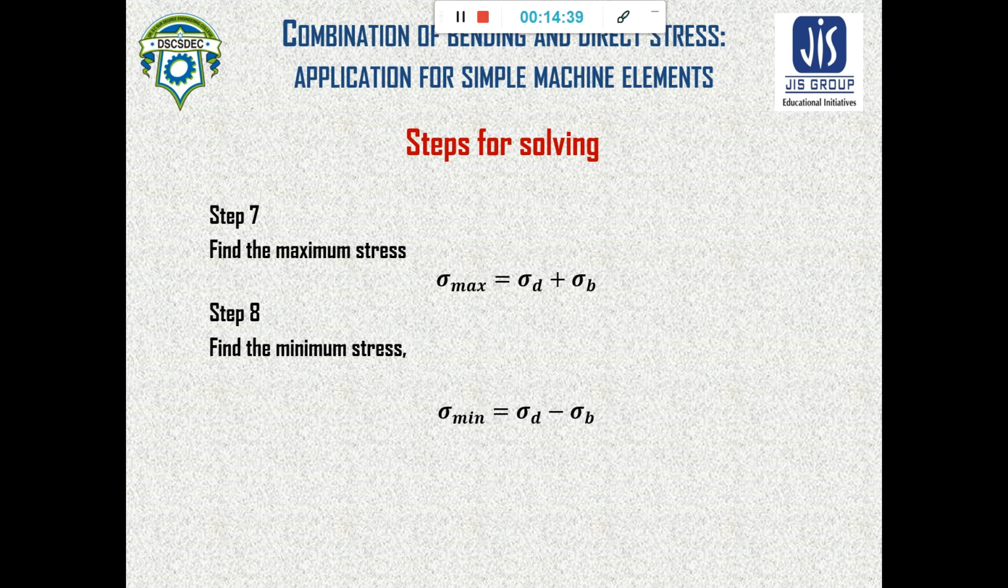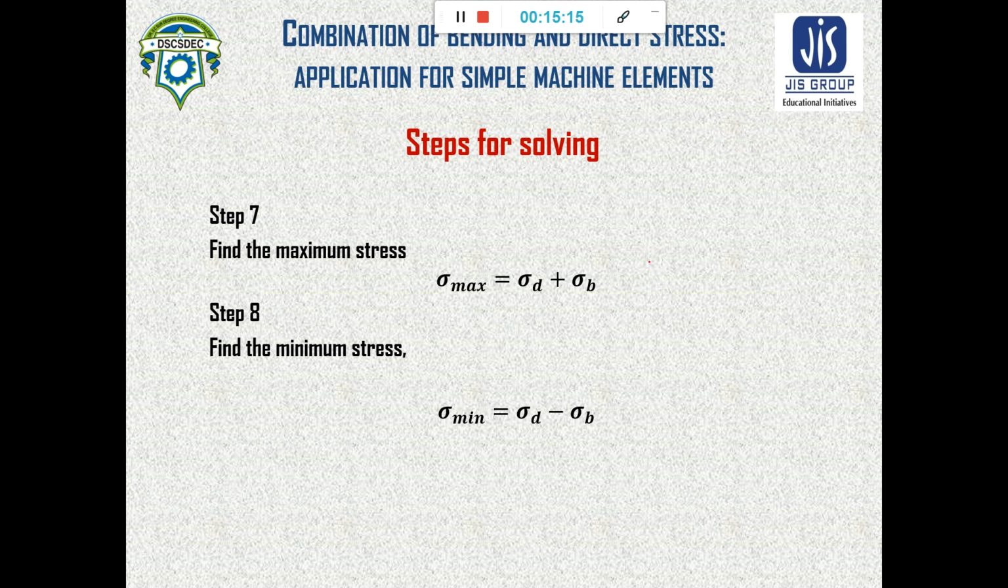As I am saying, the maximum stress sigma max is equal to sigma D, the direct stress, plus sigma bending. The combined result will give the maximum value. And for the minimum value, that will be sigma d minus sigma b. So that will be our minimum value.